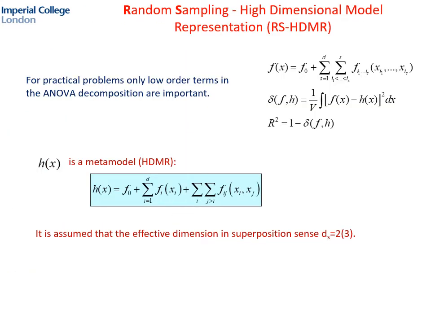On this slide, I present a second tool that we use in this work, and this is a machine learning method known as random sampling high-dimensional model representation. It is based on the ANOVA decomposition such that we cut all interaction terms in the ANOVA decomposition above a certain threshold. Here we assume that there are only main effects given by fi(xi) and interaction terms fij, second order terms.